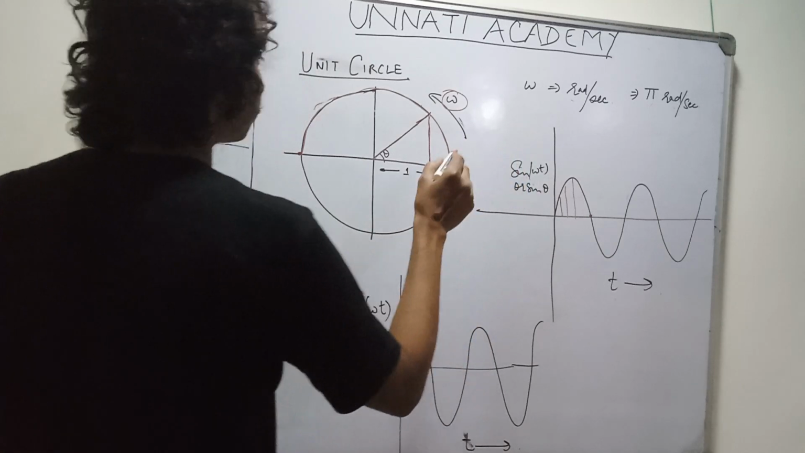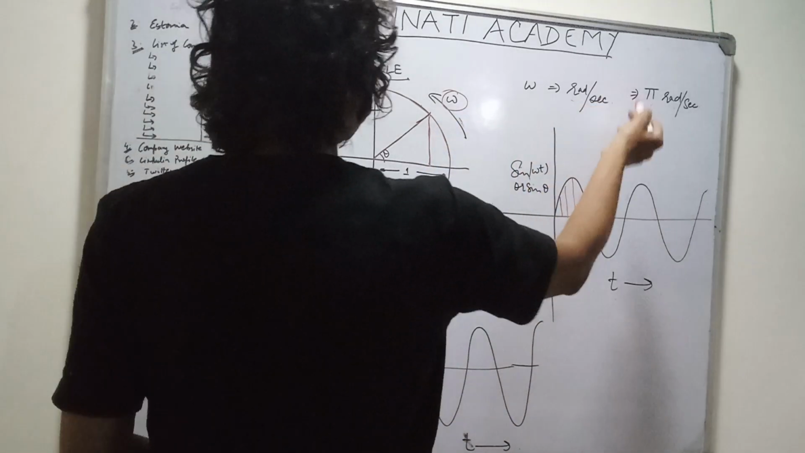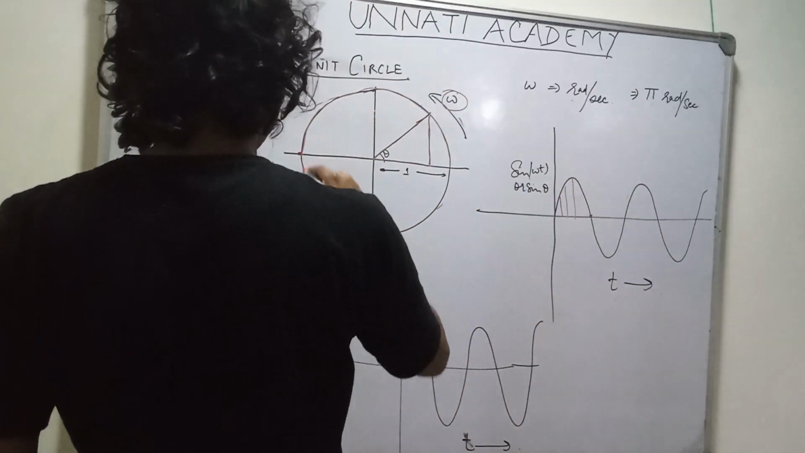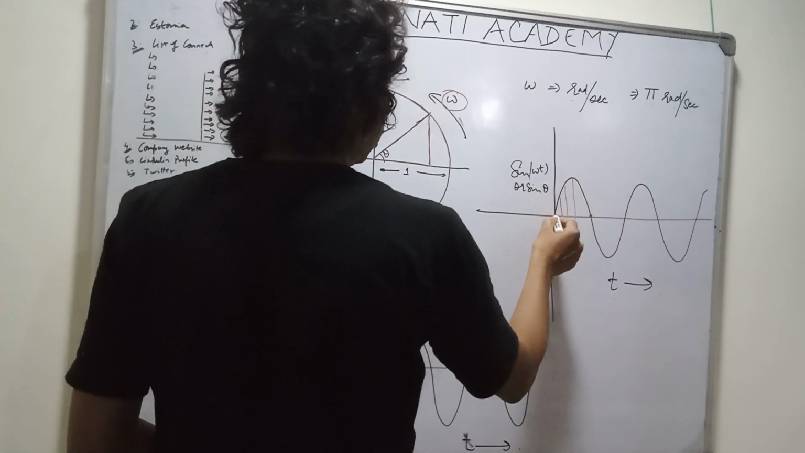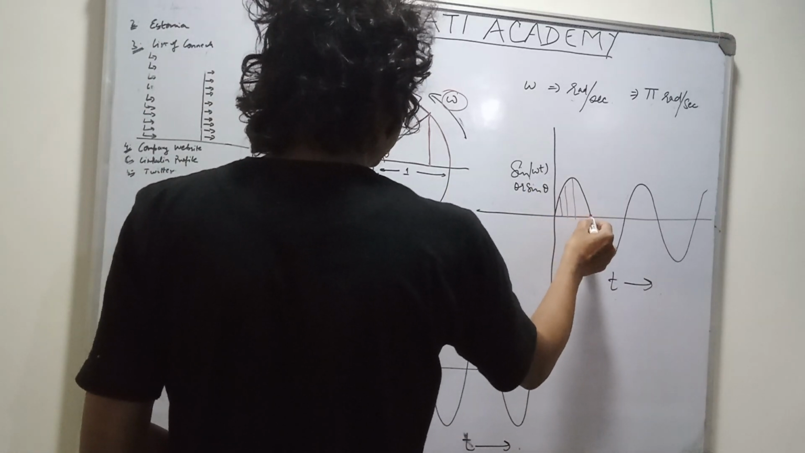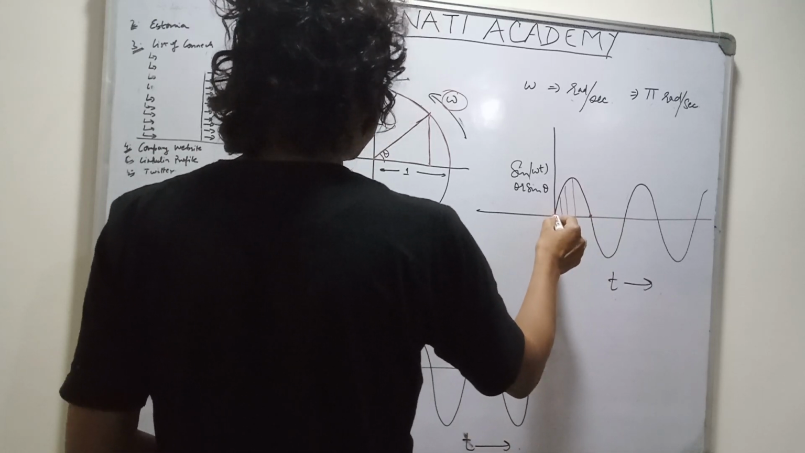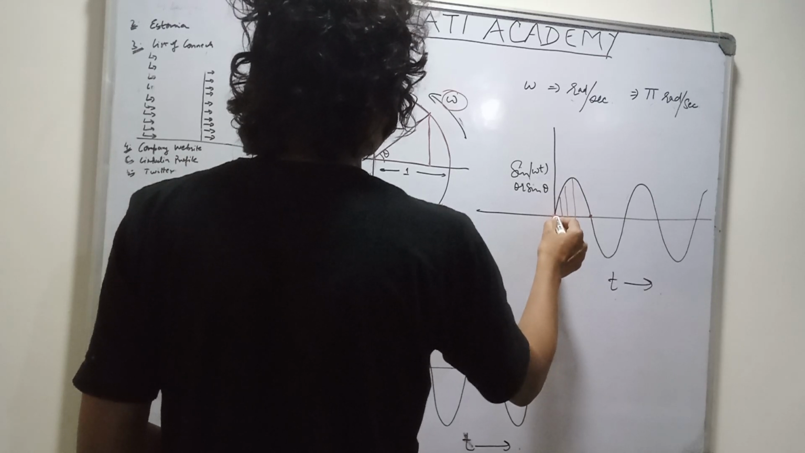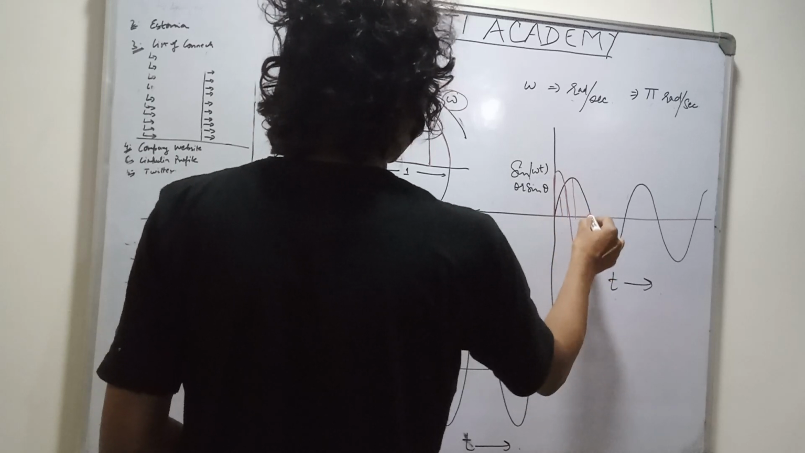If the radius vector started rotating at double the speed, let's say at 2 pi radians per second, then in 1 second it would cover the whole circle. Right now the sine curve is covering pi radians in 1 second, but if it started rotating at double the speed, it would cover 2 pi radians in the same amount of time, and hence this curve would look like this at double the frequency.